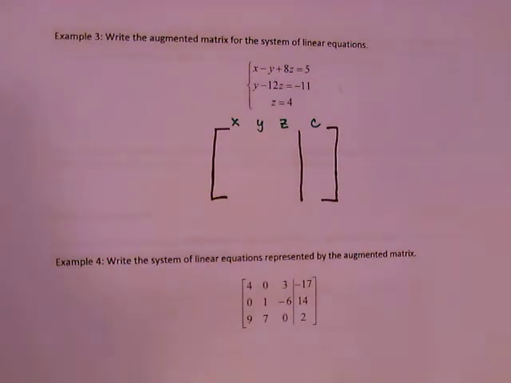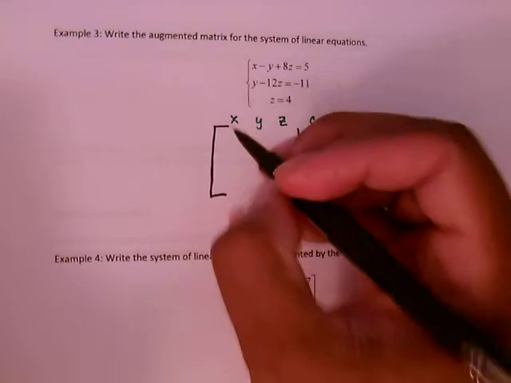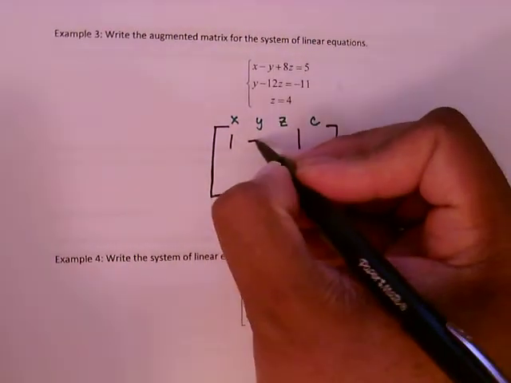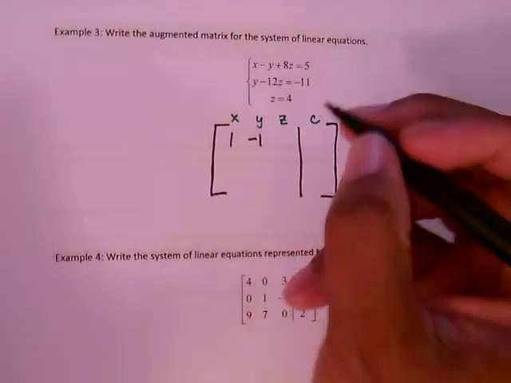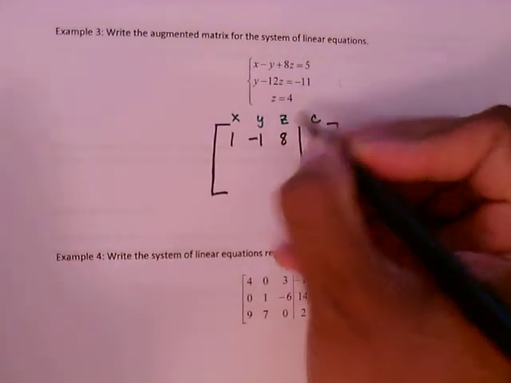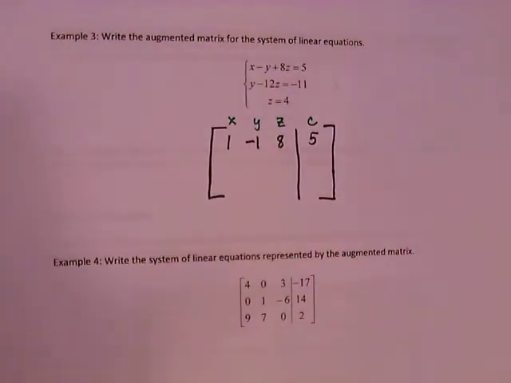So for the first equation, x minus y plus 8z equals 5, let's write the numerical coefficients. For the x, it's the understood 1. For the y, it's -1, because of the minus sign in front. For the z, the coefficient is 8. The constant term is 5.